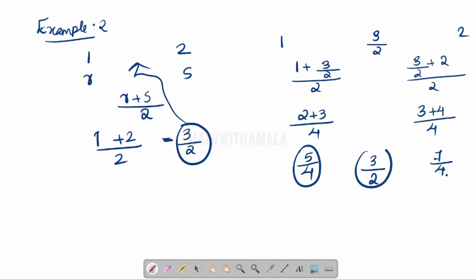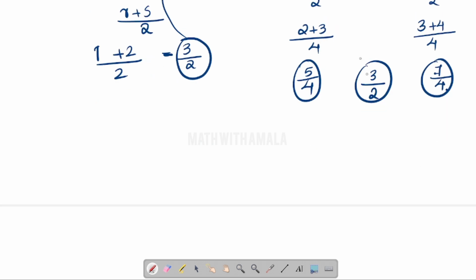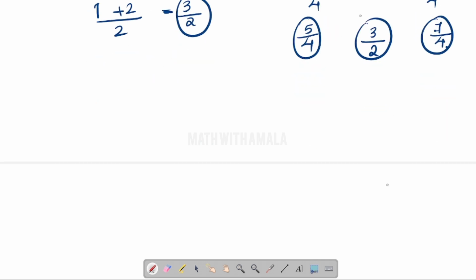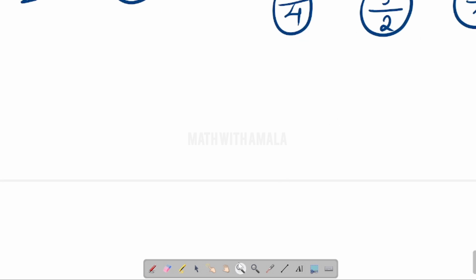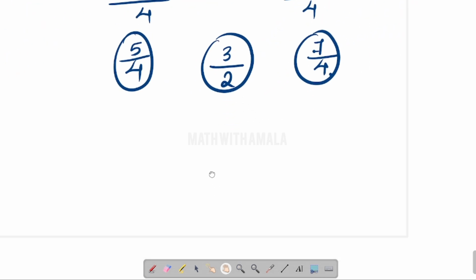In between these two numbers, you have one more number, that is 3 by 2. Okay, now you have got three numbers, 5 by 4, 3 by 2 and 7 by 4. Let's take some more numbers in between. We have another method to do this kind of problem. We will discuss that in the exercise part.